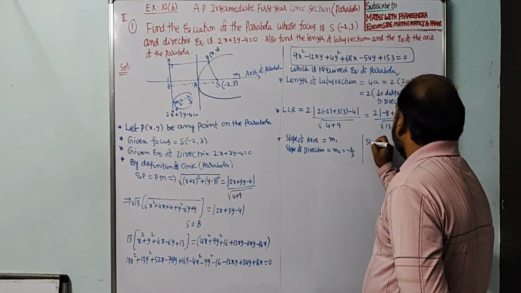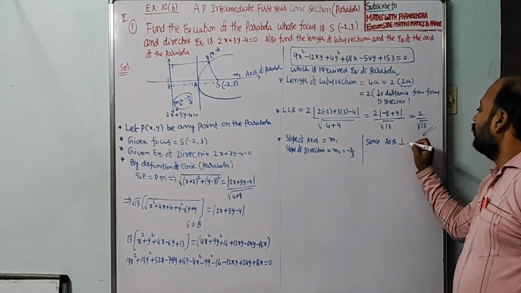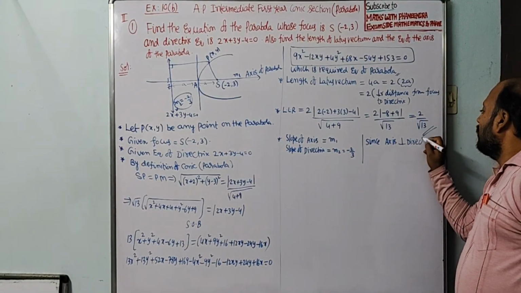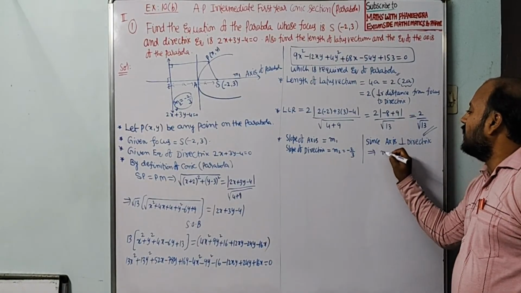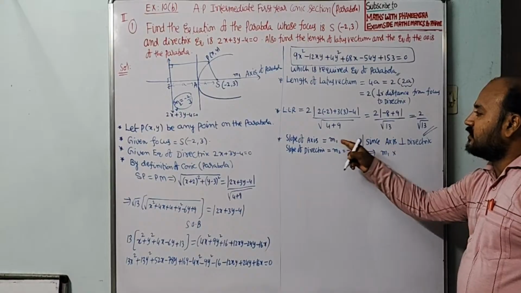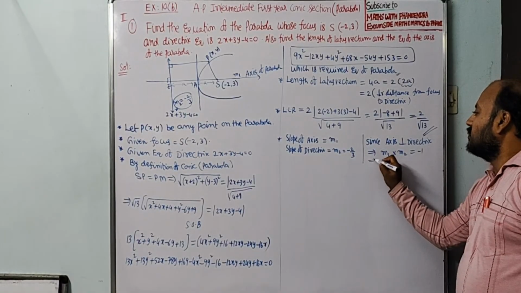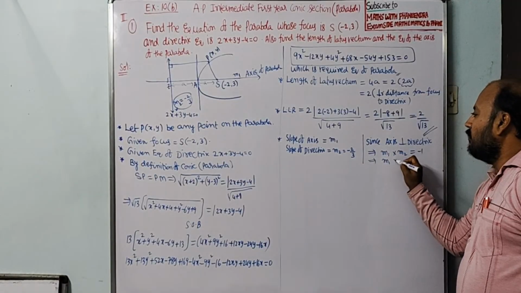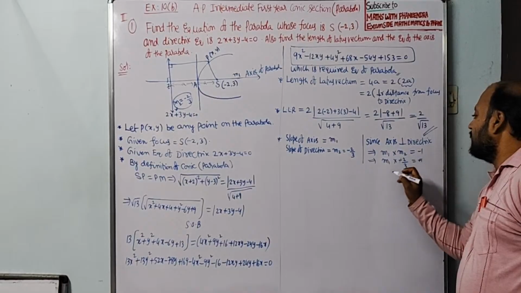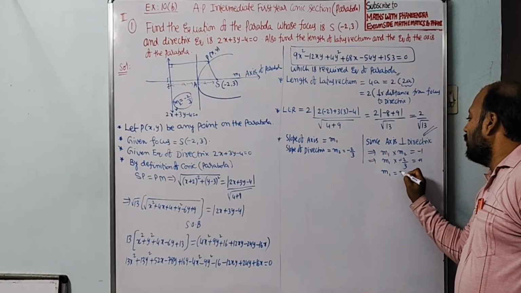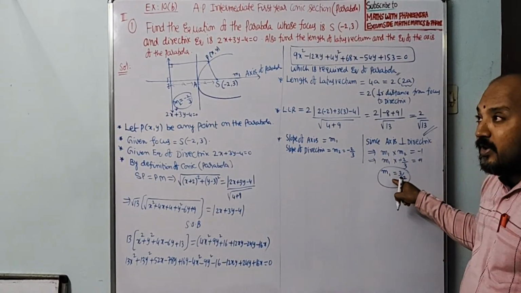Since axis is perpendicular to directrix, whenever two lines are perpendicular, product of their slopes equal to minus 1. M1, axis slope, into M2 is equal to minus 1. So M1 value we don't know, into M2 value minus 2 by 3 is equal to minus 1. Minus minus get cancelled. M1 is equal to 3 by 2. So M1 value we got it.